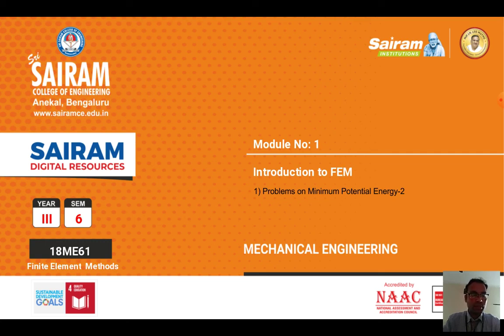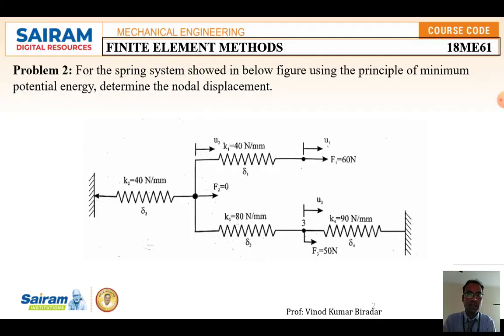For 3 displacements, dou pi by dou u1 is equal to 0; differentiate and you are going to get one equation. Dou pi by dou u2 equal to 0, again you are going to get one more equation. Dou pi by dou u3 equal to 0, again you will get one equation. So solve all these three equations and you are going to get the displacements. For your syllabus, there is a maximum of 3 displacements, u1, u2, u3, not 4. So like this you solve the problems on the minimum potential energy function.